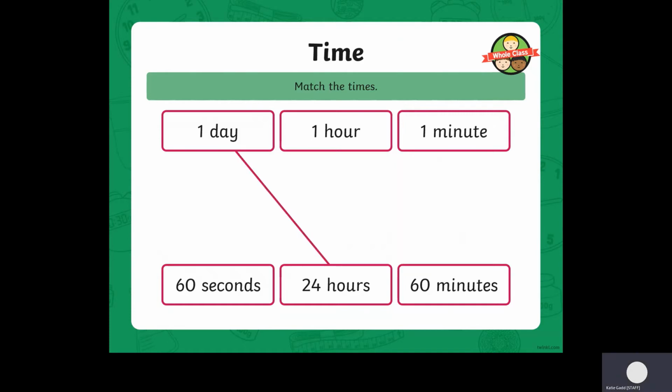So 1 day is the same as 24 hours. There are 24 hours in a day. On an analog clock, which we have just looked at, the clock rotates from 12 to 12 twice, because you've got the AM, the morning, and the PM, the afternoon and the evening. The next time we're going to match up is hours and minutes. So there are 60 minutes in 1 hour, and we know that because there are 60 intervals on a clock. And then 1 minute is 60 seconds. And again, we know that by looking at the seconds hand, which rotates around the clock.